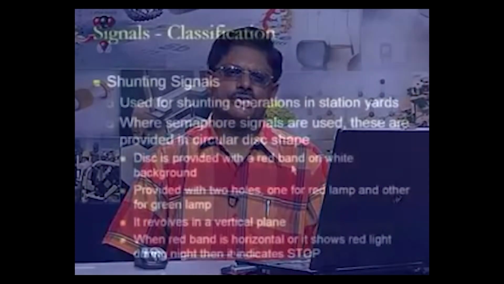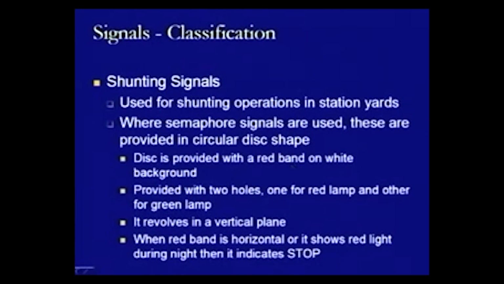Where semaphore signals are used, the shunting signals are provided in the form of a circular disc shape. The disc is provided with a red band on a white background, and it is provided with 2 holes, one for the red lamp and another for the green lamp. This disc can revolve in the vertical plane, and when it revolves, the red band will also move. Similarly, the holes which are provided for the lights will also move.